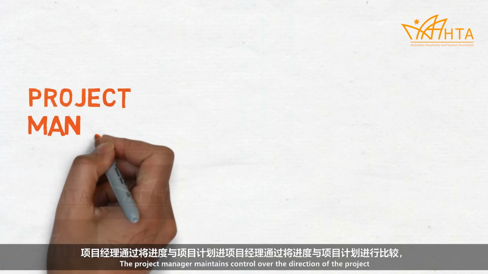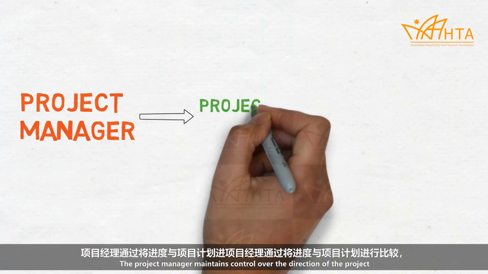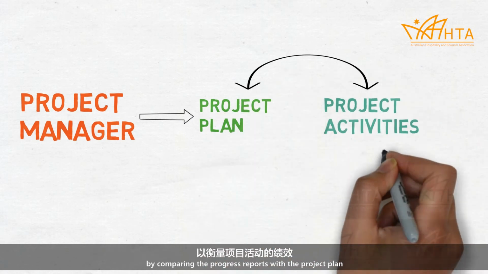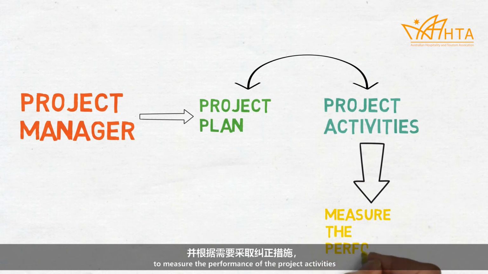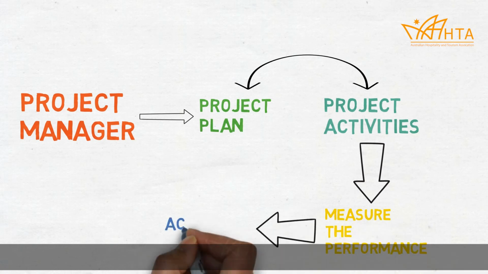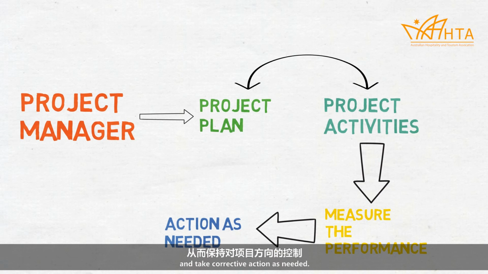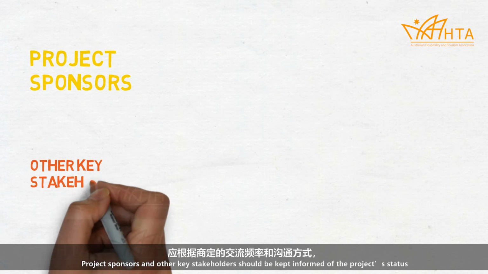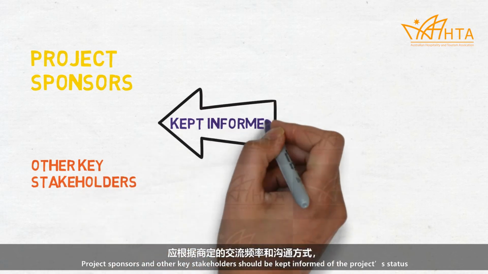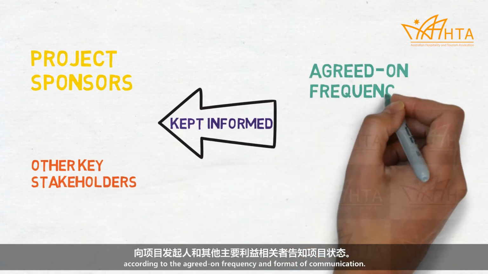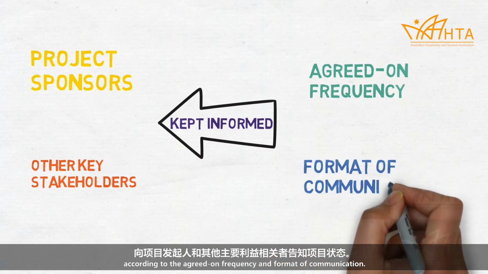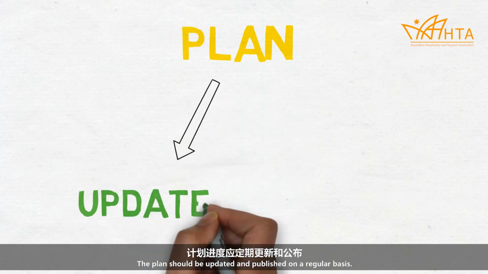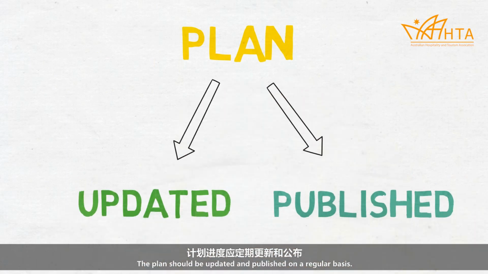The project manager maintains control over the direction of the project by comparing the progress report with the project plan to measure the performance of the project activities and take corrective actions as needed. Project sponsors and other key stakeholders should be kept informed of the project status according to the agreed-on frequency and format of communications. The plans should be updated and published on a regular basis.